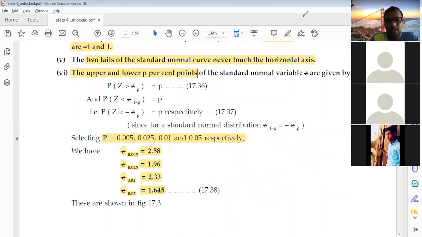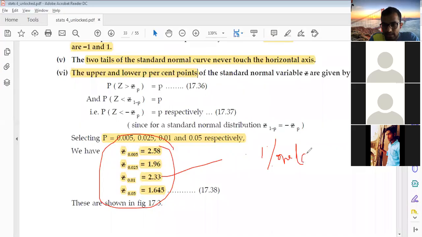You don't have to study them much, only direct questions always with regards to points. 0.05, 0.025, 0.01. Actually, in statistical language, we don't read it like this. We read it like this: 1%, one tail. One tail means what?